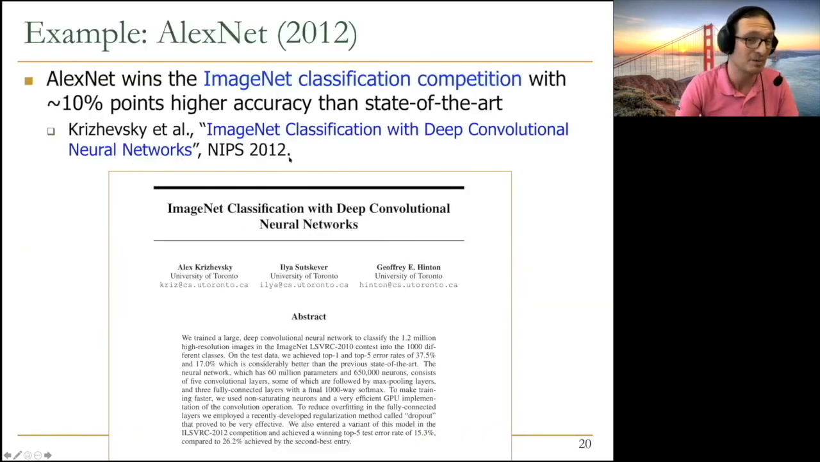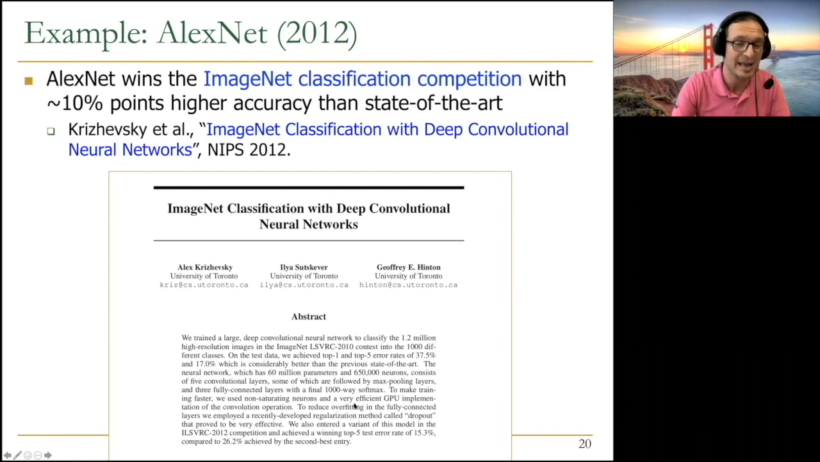And you can read this paper. This is actually the paper that has enabled a lot of machine learning to take off recently. They were able to show that compared to the state of the art at the time, they were able to get 10% higher accuracy in classification tasks by using this deep neural network, and it was very efficient by having a very efficient GPU implementation of the convolution operation.